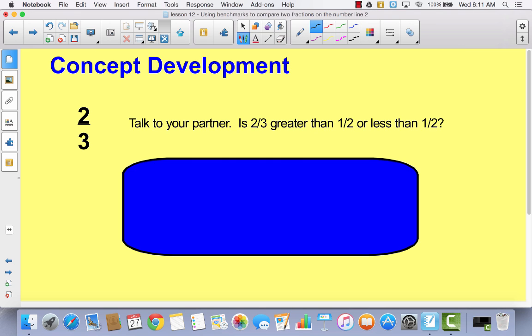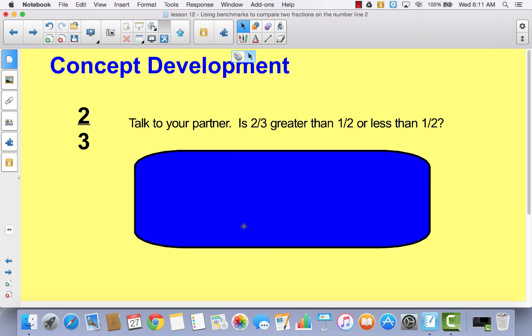So do you think that 2/3 would be greater than half or less than half? Think about that. Think about what a tape diagram looks like when you divide it into thirds. And if you had 2 of them, would it be greater than 1/2 or less than 1/2? Well, let's find out if your guess was correct.